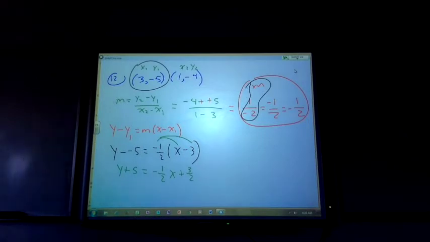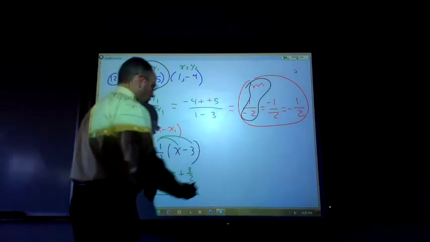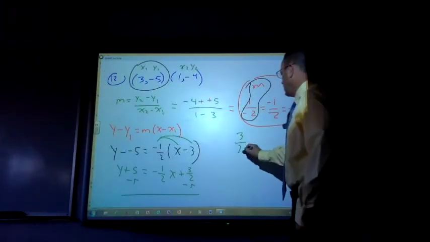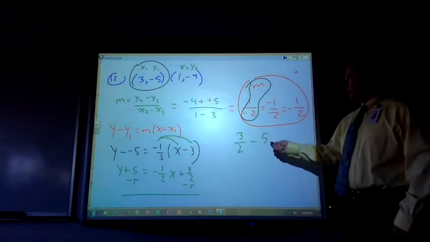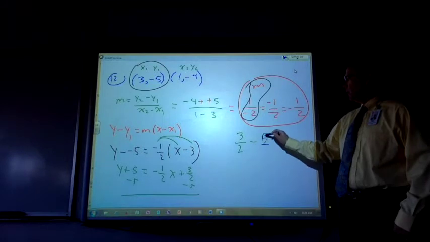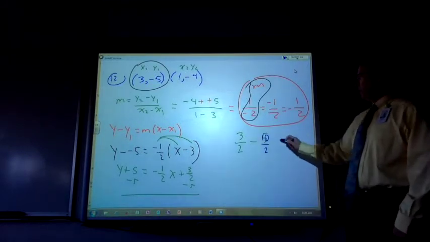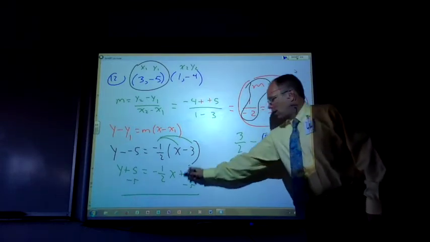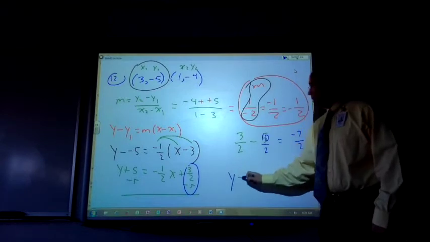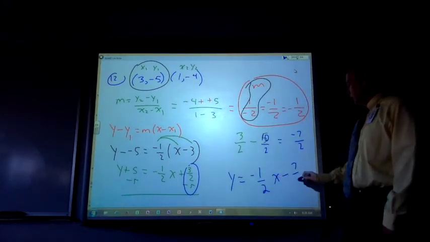What's my last step? Subtract 5. So I'm going to go 3/2 minus 5. You can get a common denominator if you want, so you can go 10 over 2 is the same thing as 5. Agree? And then I'm going to subtract 3 minus 10 is -7 over 2. So that's going to go in for there. So I'm going to get y is equal to -1/2 x minus 7 over 2.